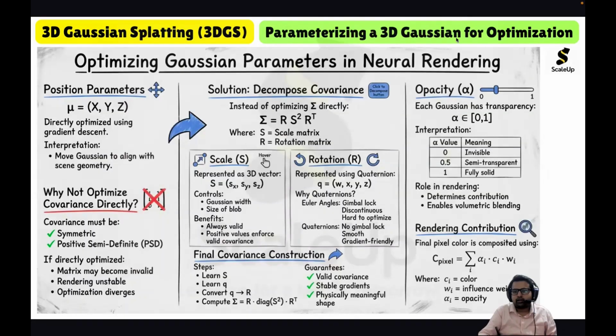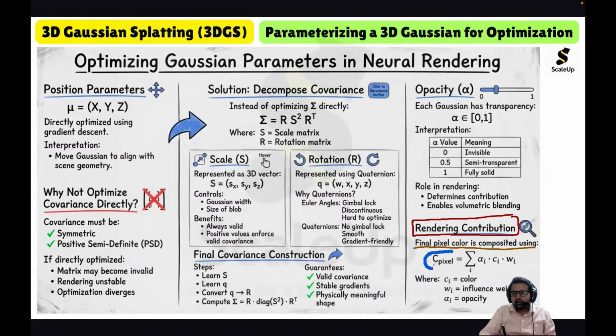Now let us look at one mathematical formula. It's very important. So, rendering contribution. If I talk about the final pixel color, what is the final pixel color? The final image we will get will be a collection of pixels. Now every pixel will have a color value. Now how is that color value obtained using this formula?